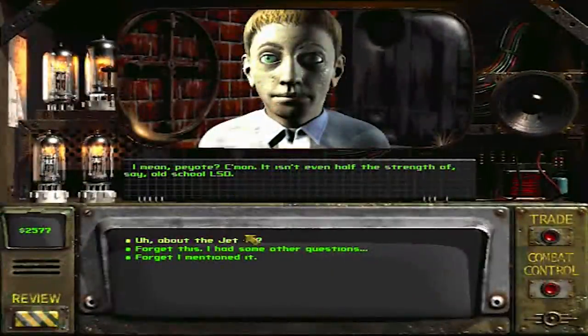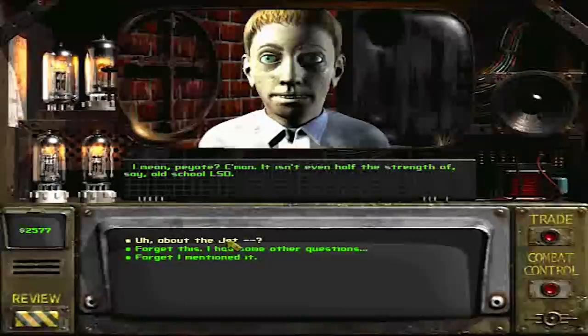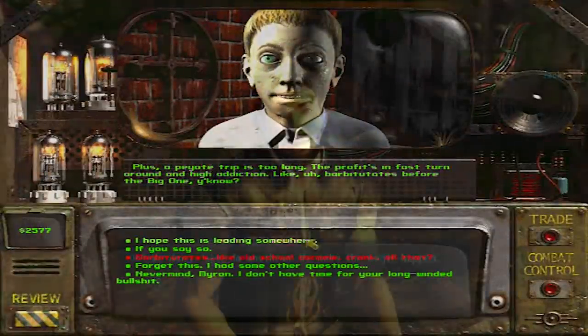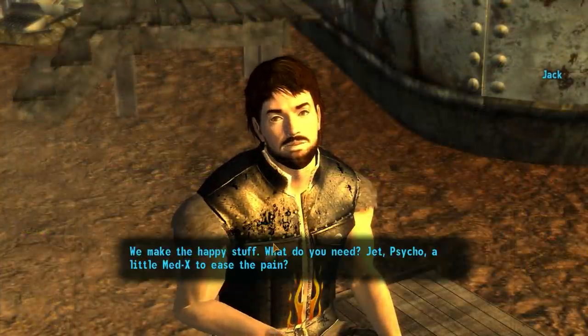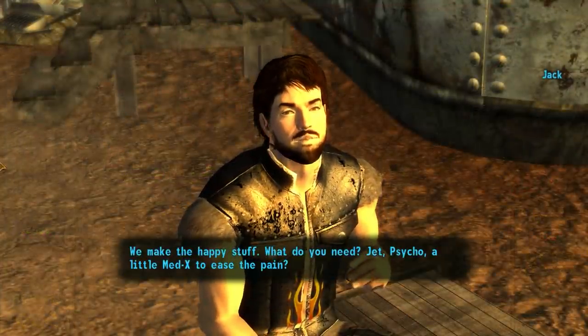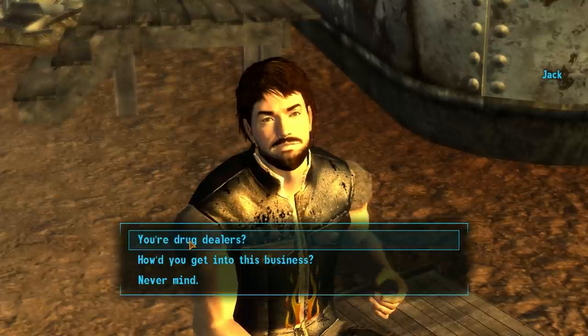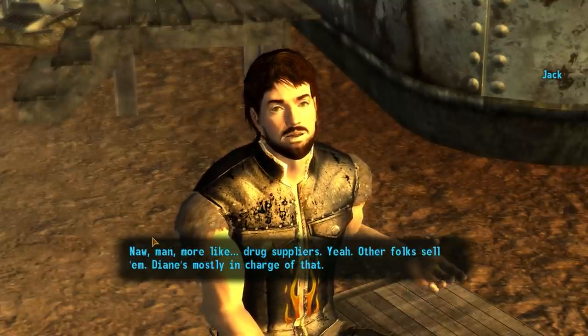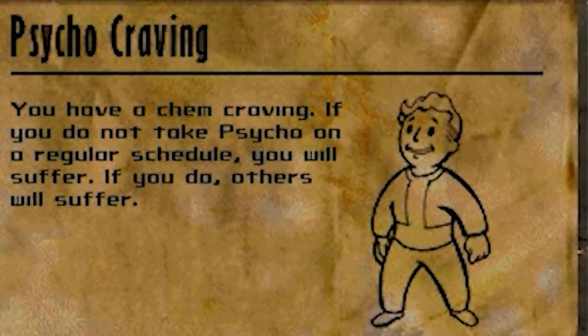Originally, the words chem and drug were used interchangeably, but in the UK version, every instance of the word drug in dialogue was altered to chem. This ended up becoming a series standard, as drugs are usually referred to as chems in Fallout 3 and all games afterwards, though there are at least a few uses of the word drug in New Vegas. Instances of the word addiction were also replaced by craving, but unlike chems, this term didn't catch on, and later games would continue to use addiction instead.